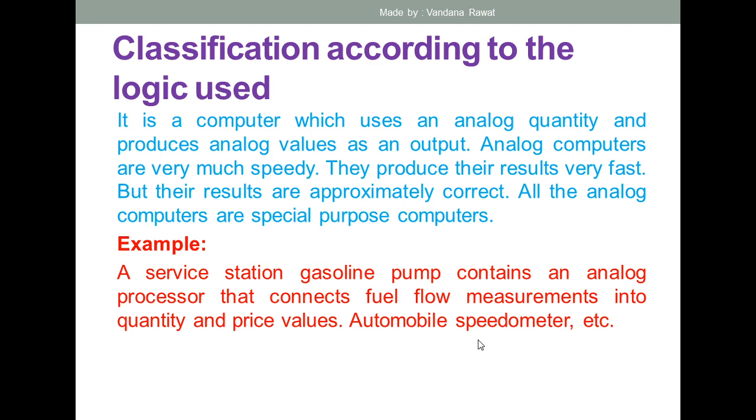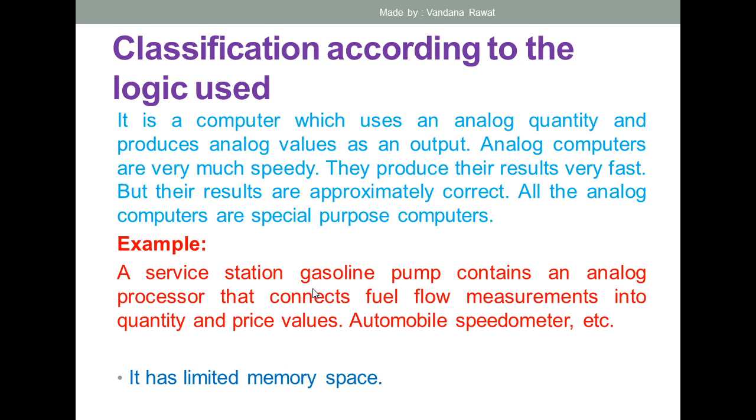You are not getting the accurate speed. You are measuring with the help of that speedometer, checking the speed of your vehicle. So you can say that with the help of an analog computer, you are getting the approximate output. So this is one more example of this analog computer.